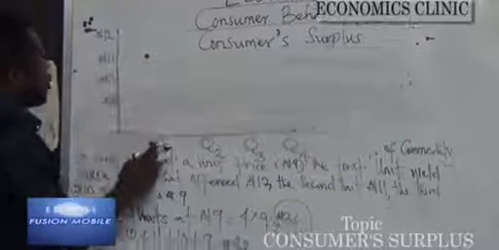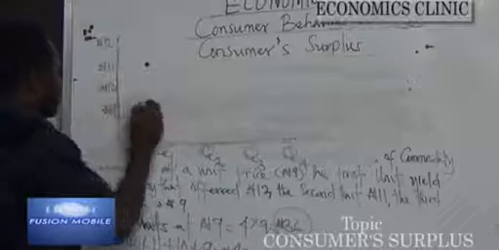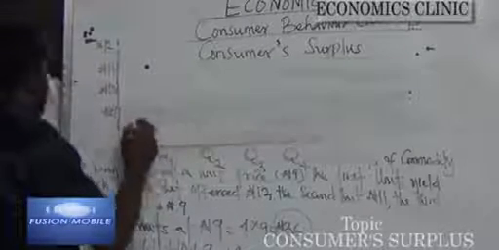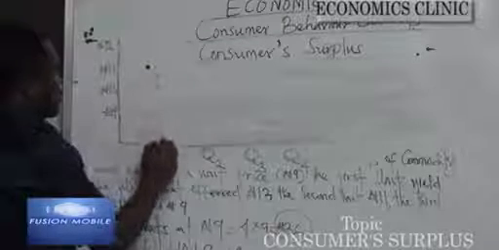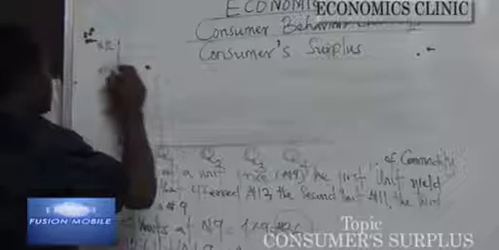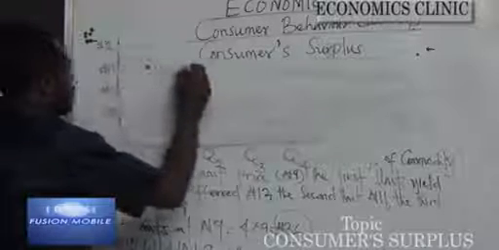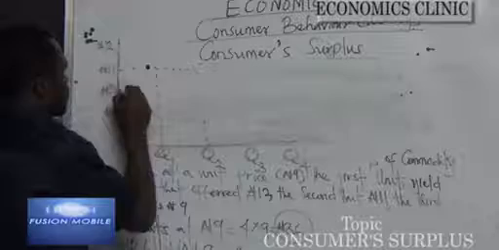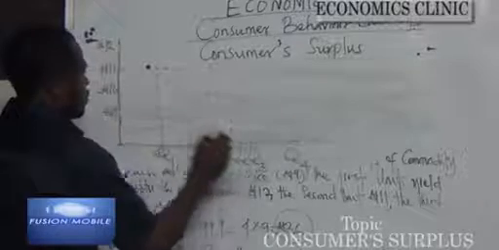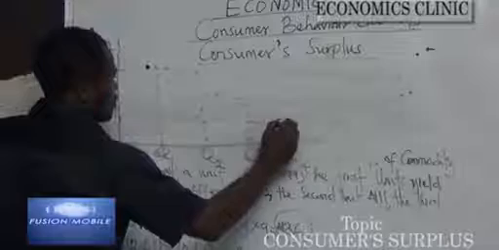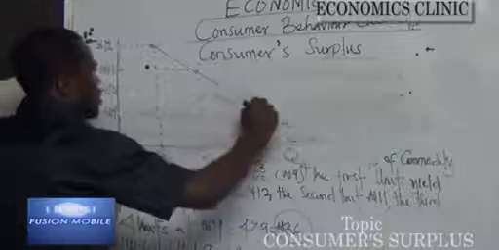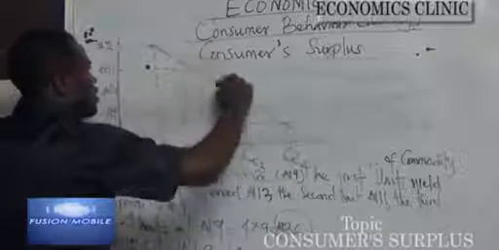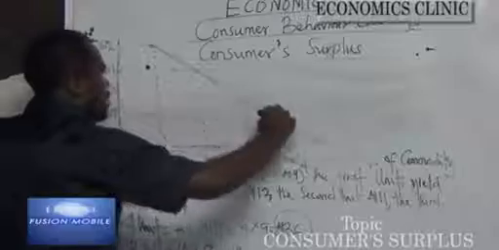Now at 9, that is the first quantity. At 9, the second, quantity 1 at 12 naira, quantity 2. We can join these spots together to form the consumer's surplus line.